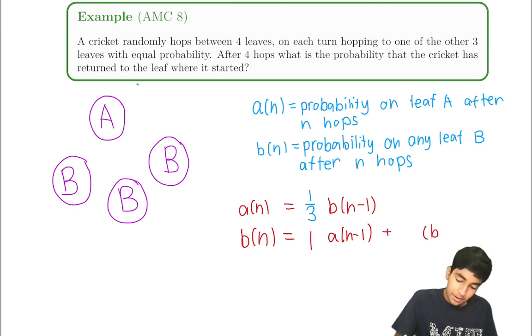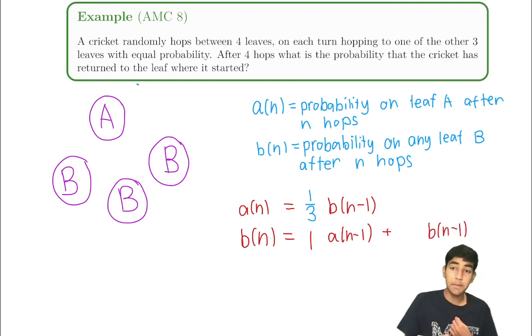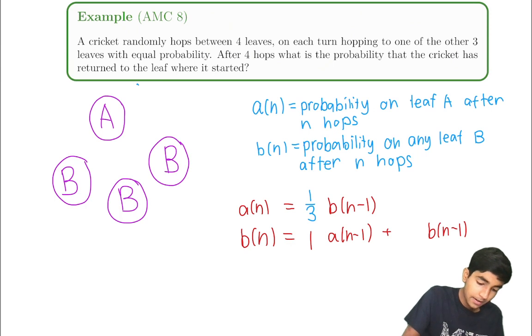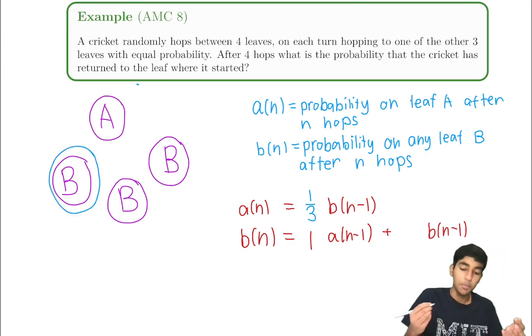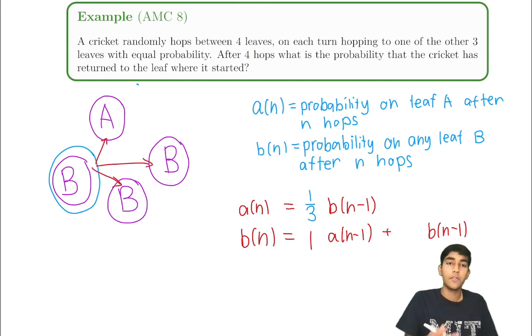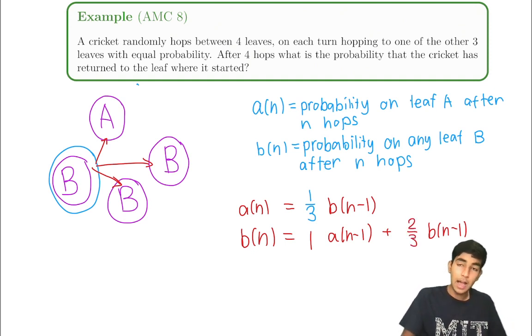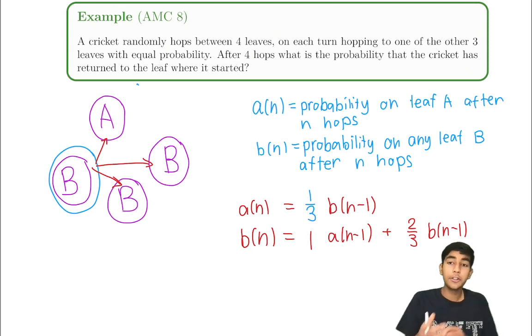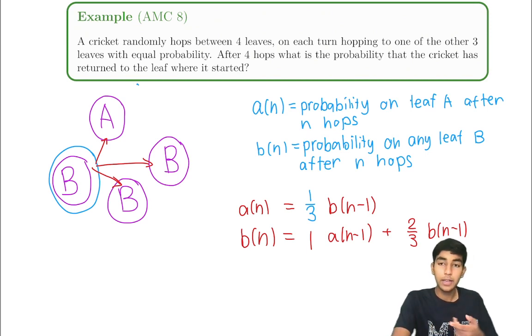Now, what if it's on B after n-1 moves? Can it go back to B after n moves? Well, let's say it's on this lily pad after n-1 moves. It has 3 choices, right? 2 of them are B, 1 of them is A. So 2/3 chance of going to a B lily pad. If the cricket is originally on a B lily pad, there's a 2/3 chance it will go to another B lily pad. So we get this equation over here.